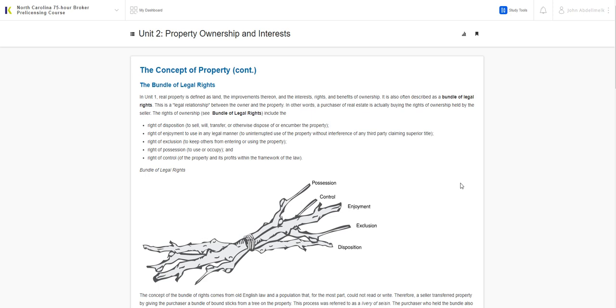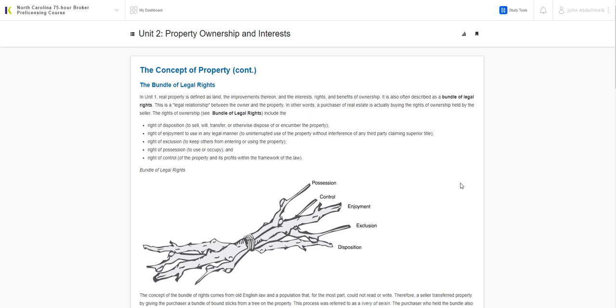So I'm going to write for right of enjoyment, use however legally. And then I'm going to write here right of exclusion. Exclusion, so basically keeping people out, or from using the property however you want.